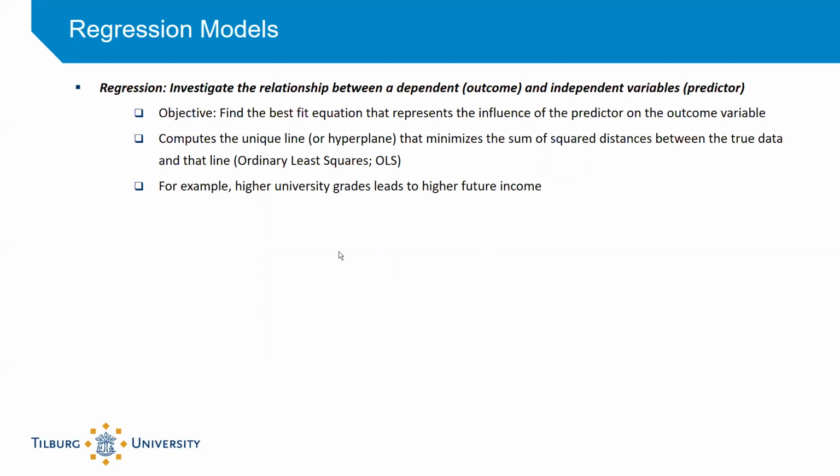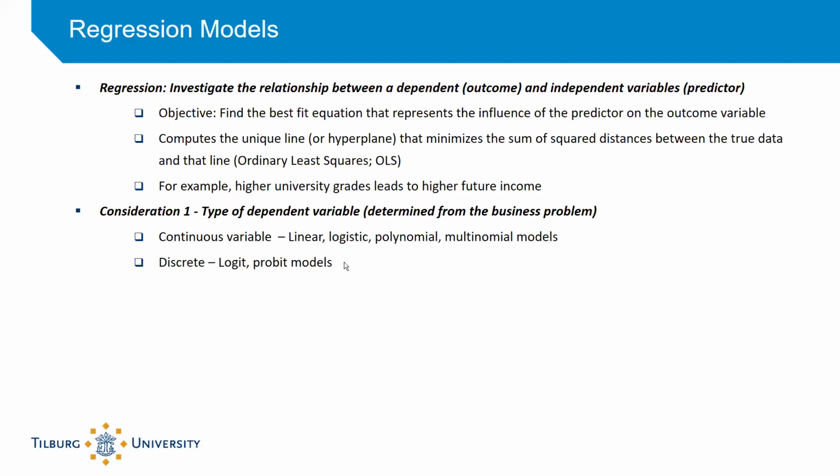So there are two important considerations. The first consideration is the type of dependent variable. In our case, future income is the main dependent or outcome variable, and the type of our dependent variable is a continuous variable. That means it can take values like 0, 1, 2, 3, and so on. On the other hand, it could also be discrete. For example, if we say, does higher university grade result in employment? Then the main outcome or dependent variable would be whether someone has a job or not. And it has only two values, 0 or 1.